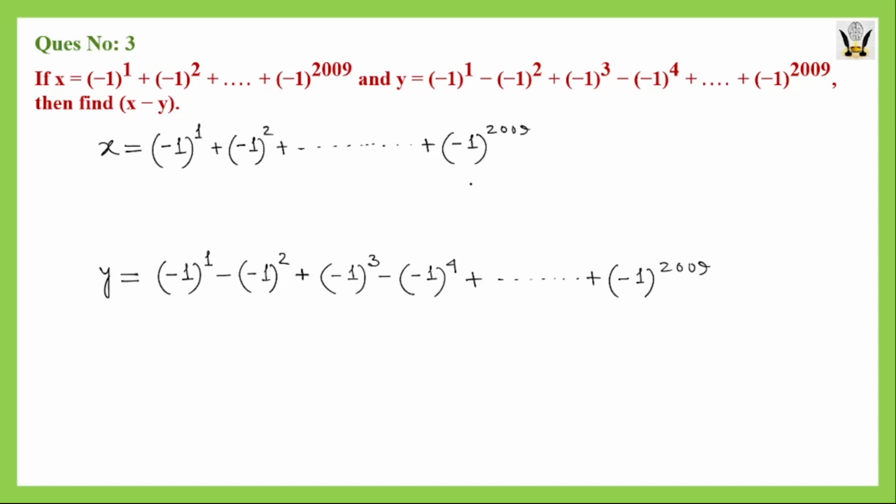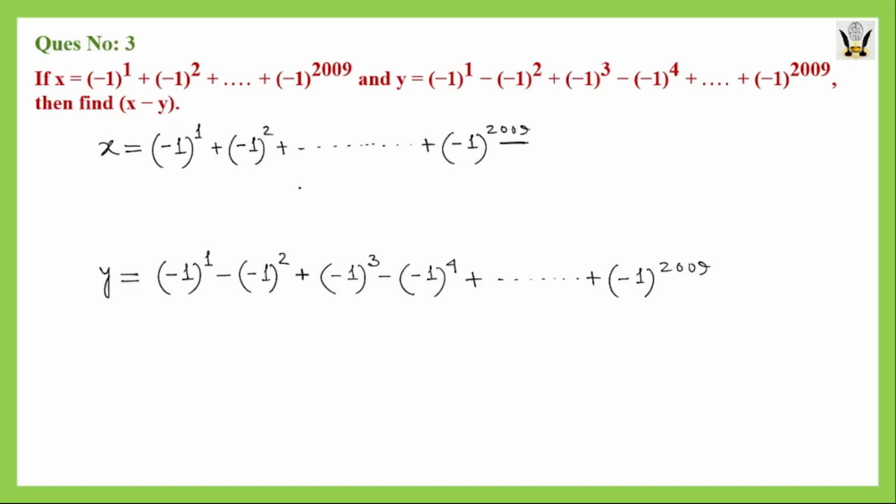That means from here what we can understand is in this series we have a total of 2009 terms. And the power of minus 1 increases by 1 as the term increases. So what we can also say is that the power of minus 1 here is equal to the position of that term. We also know that if the power of minus 1 is odd, then the final value of that term will be minus 1. And if the power is even and the base is minus 1, then the final value will be plus 1.